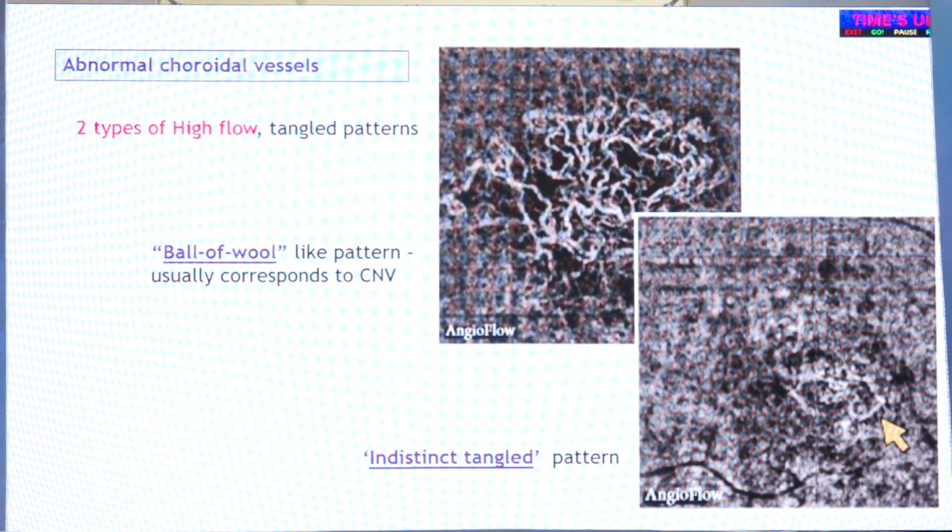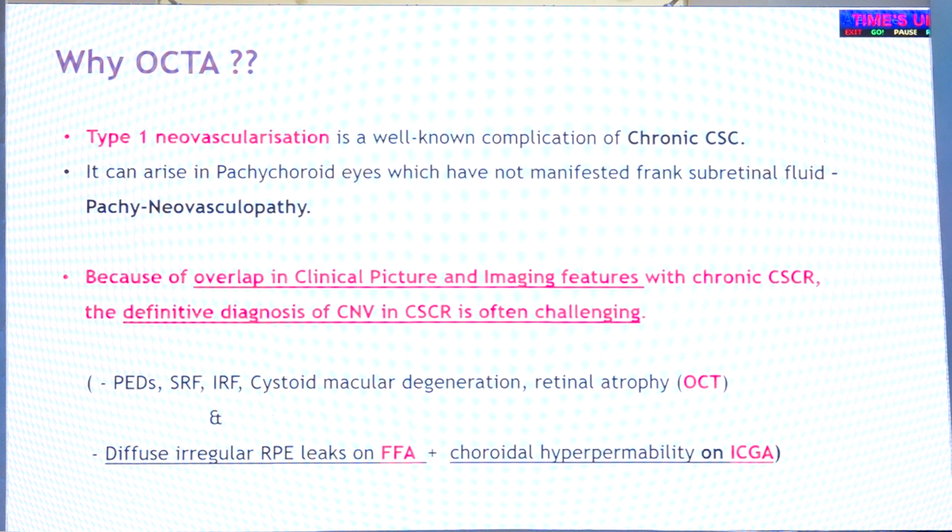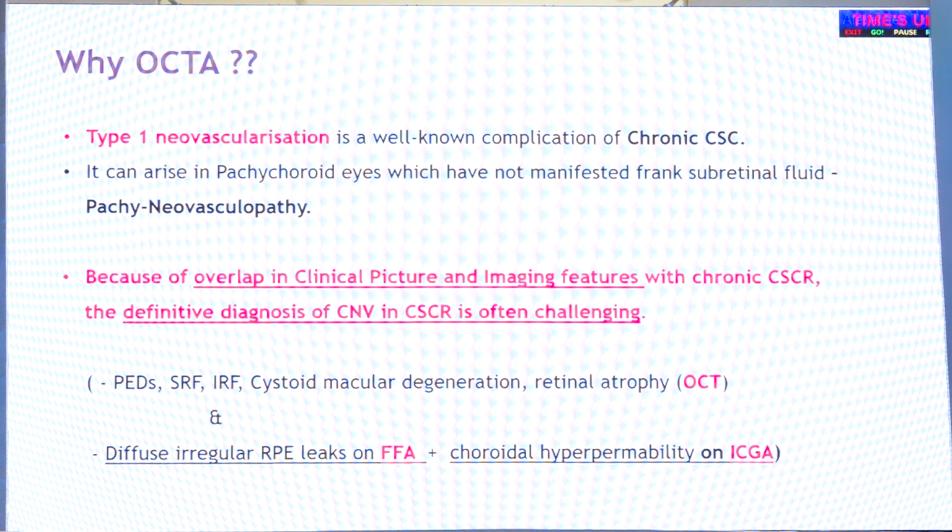And abnormal choroidal vessel, again a finding in chronic CSC, where you have this ball of wool pattern or an indistinct tangle pattern. These are the two patterns seen in chronic CSC when you have a type 1 CNVM associated in chronic CSR. So why do you need OCTA in CSC or in chronic CSC? Because type 1 neovascularization can be present in chronic CSR, especially in this setting of intraretinal cystoid spaces.